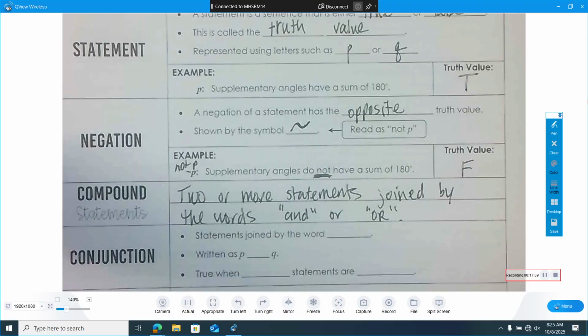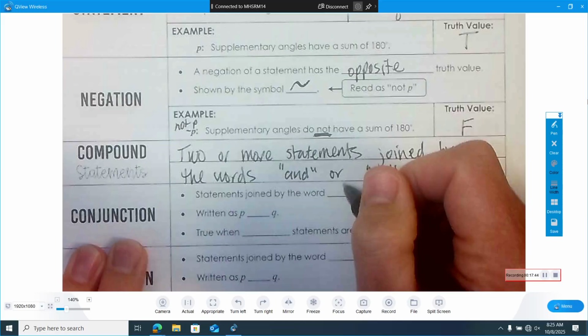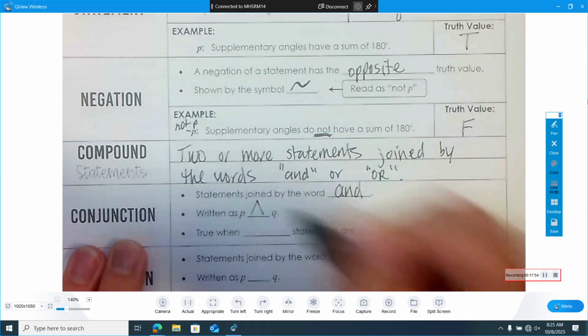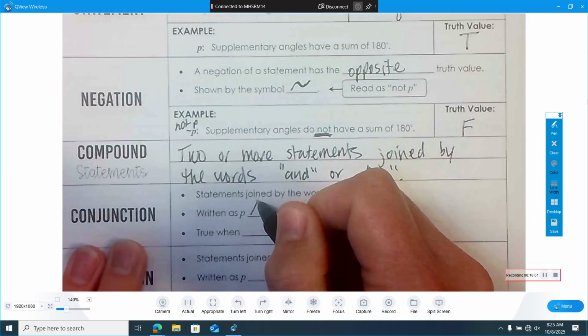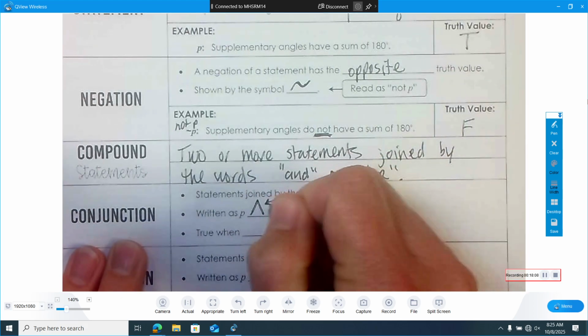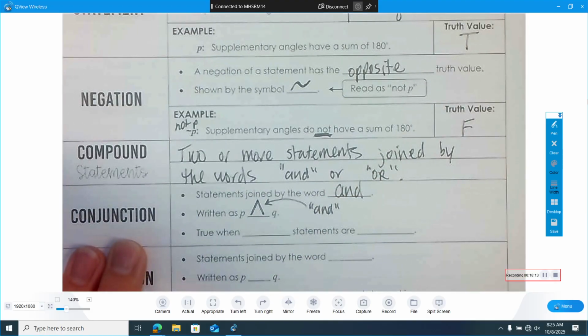So the first one I want to talk about is the conjunction. The conjunction is statements joined by the word and. And again, we have a symbol for that. We write this as P and Q. This is the symbol for and. It kind of looks like an A, doesn't it? Do you see that? Okay. So that symbol means the word and. So it's important that you understand the symbol here.